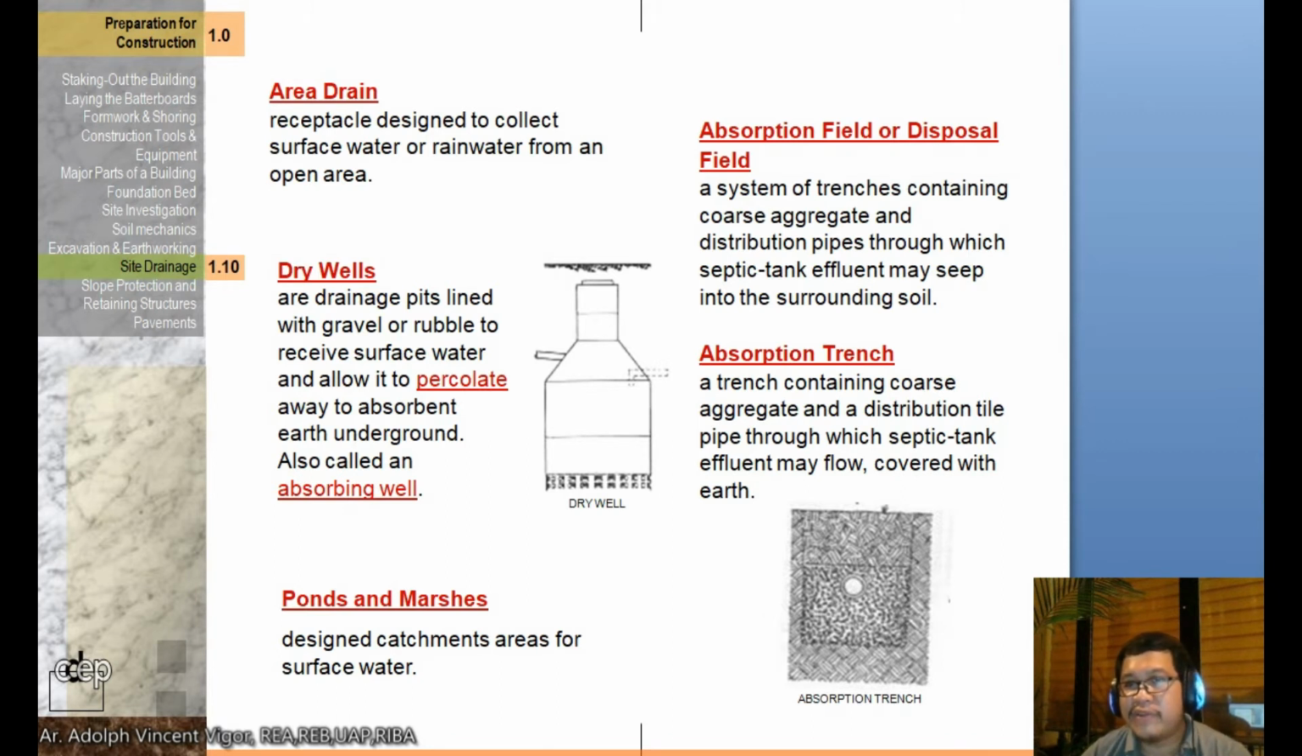Then we have the absorption field or disposal field, which is a system of trenches containing coarse aggregate and distribution pipes through which septic tank effluent may seep into the surrounding soil. Then we have the absorption trench, which is a trench containing coarse aggregate and a distribution tile pipe through which septic tank effluent may flow, covered with earth.